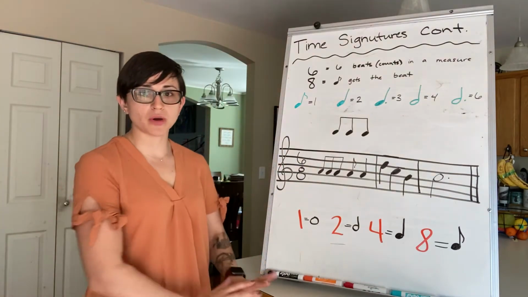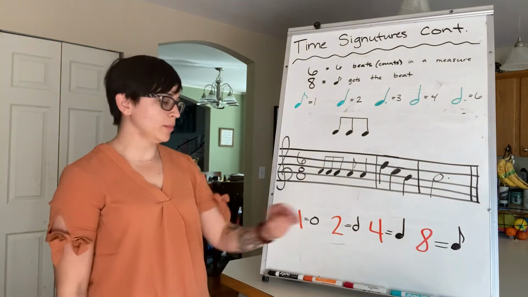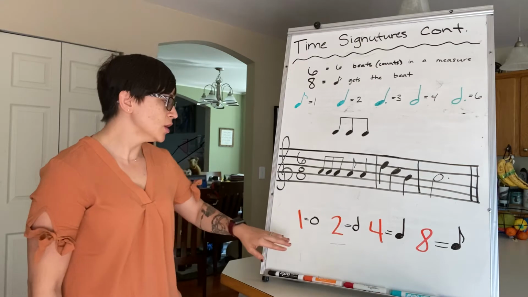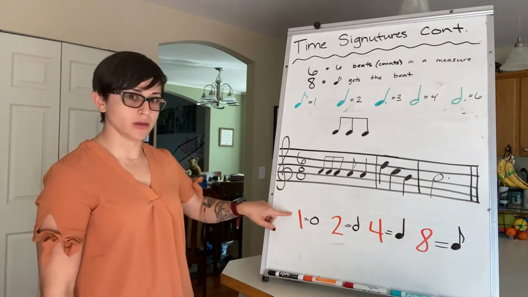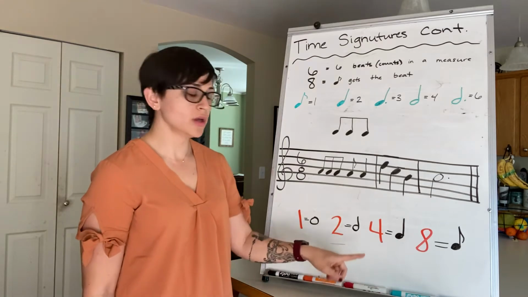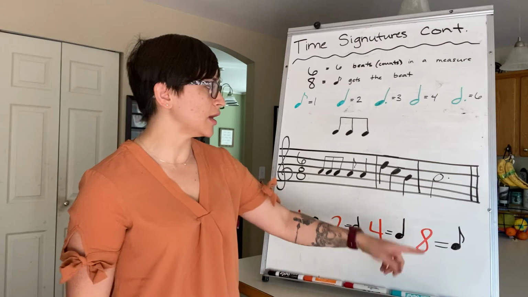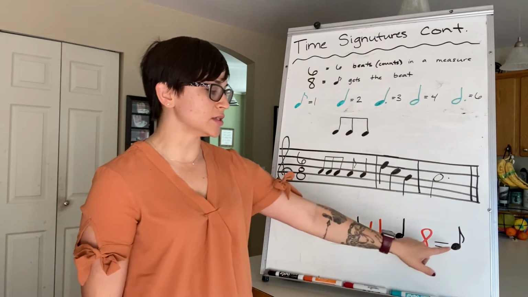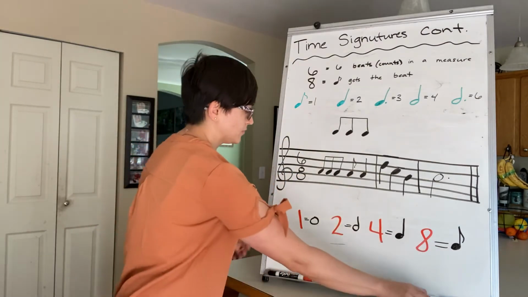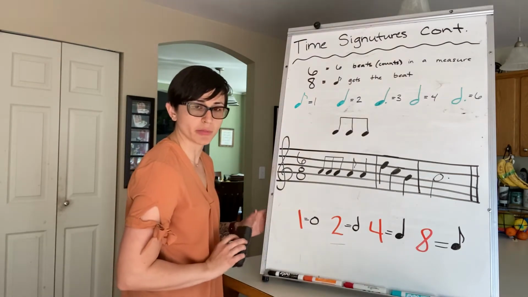But just to review other possibilities, because these do come up sometimes, and when they come up, you want to have a good reference guide. If your bottom number is a 1, the whole note gets the beat. If it is a 2, the half note gets a beat. If it's a 4, we already know the quarter note gets the beat. And for this unit, if it's an 8, the 8th note gets the beat. Okay, so pause, write those down. You'll want to remember that.